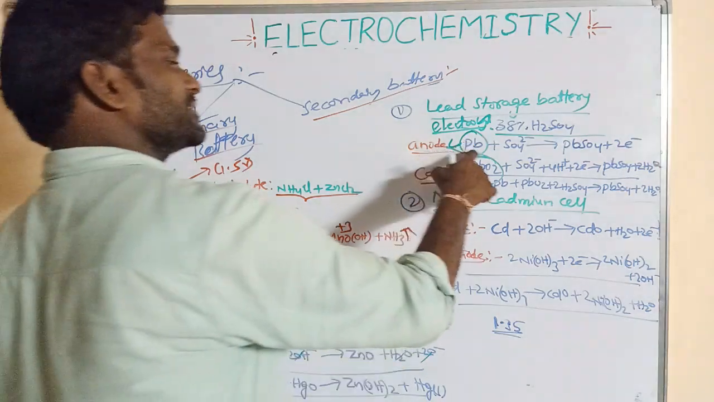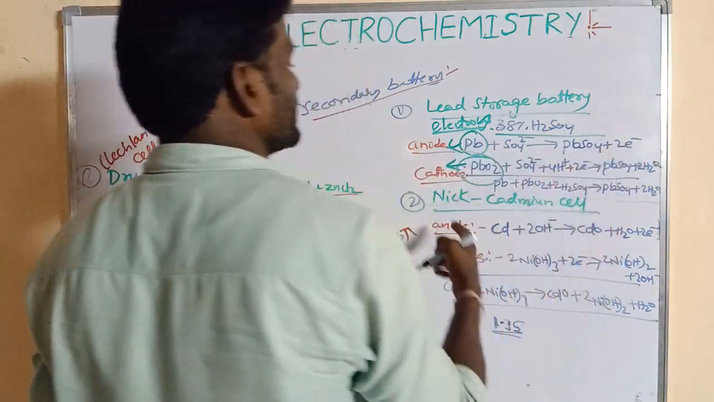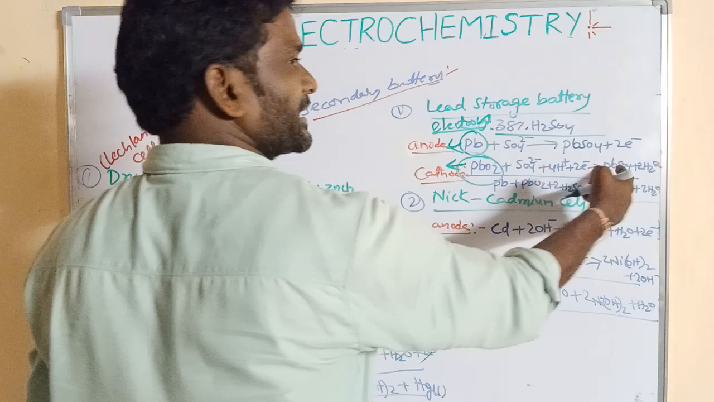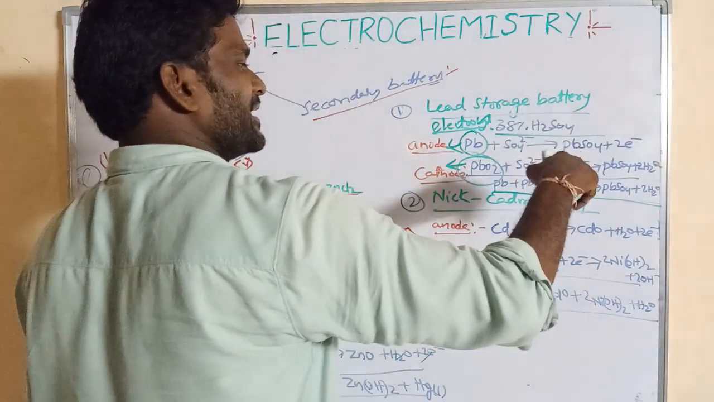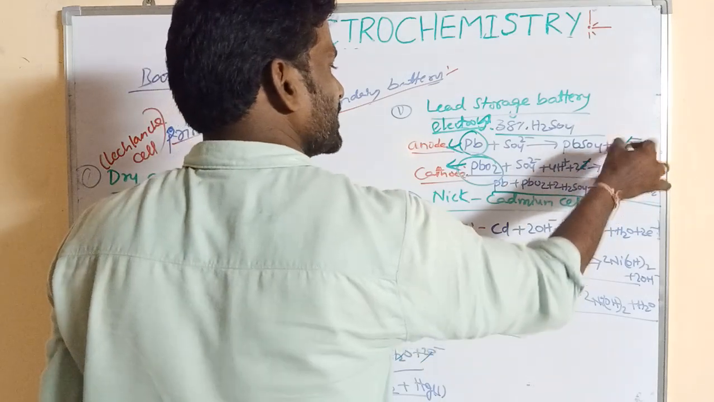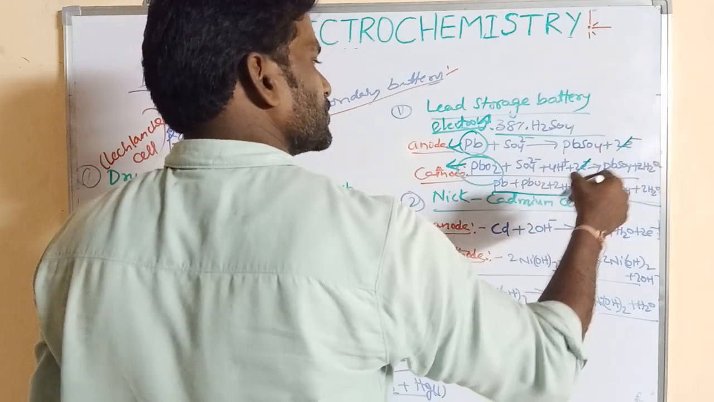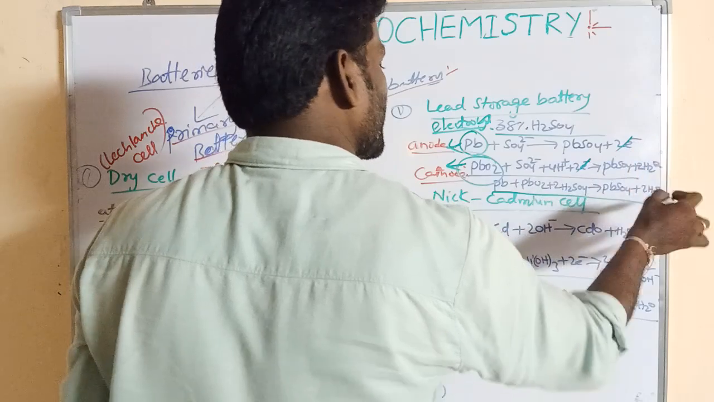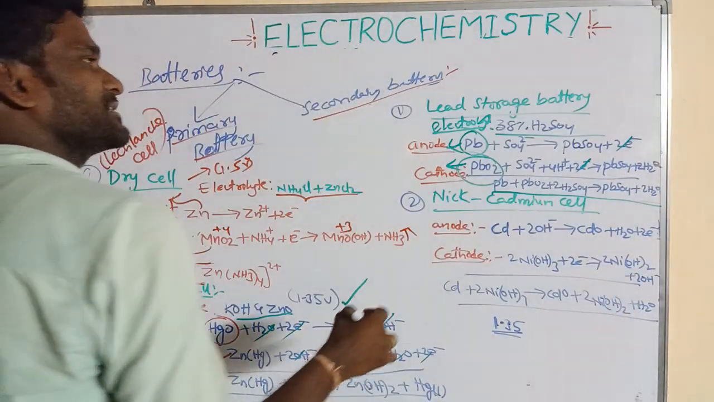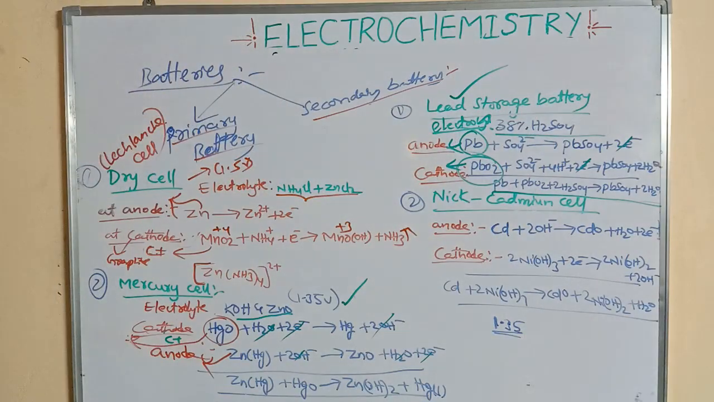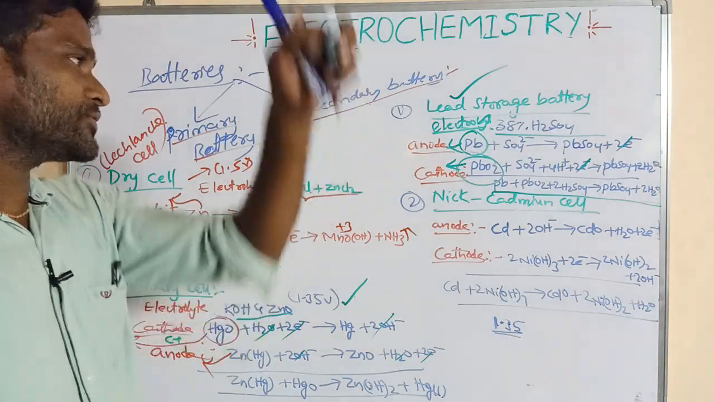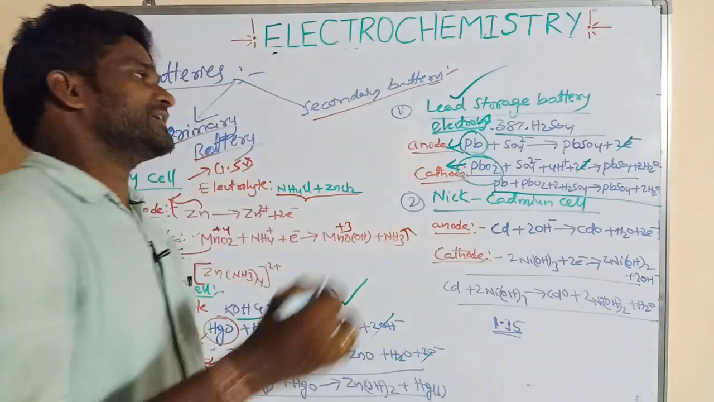This is the oxidation reaction, losing of electrons takes place. This is the cathode, gaining of electrons takes place. When the total reaction is added, the electrons cancel, and we can write the final reaction. Lead storage batteries are used in automobiles and inverters.